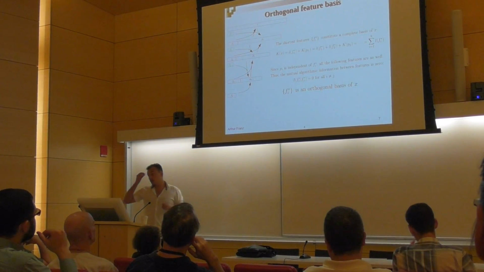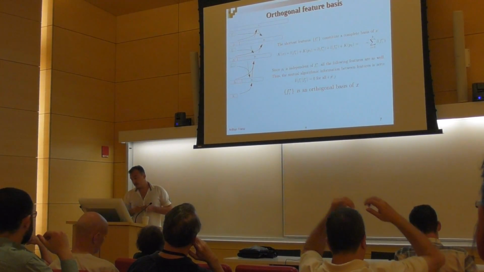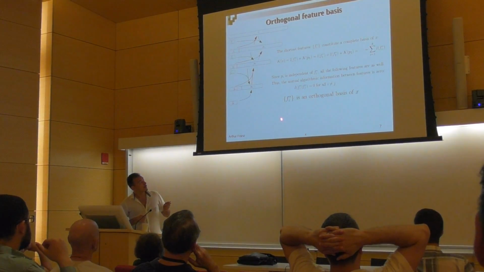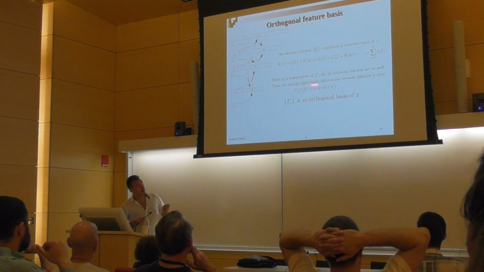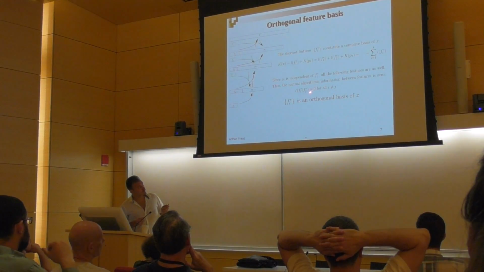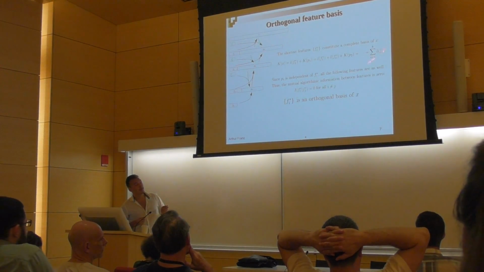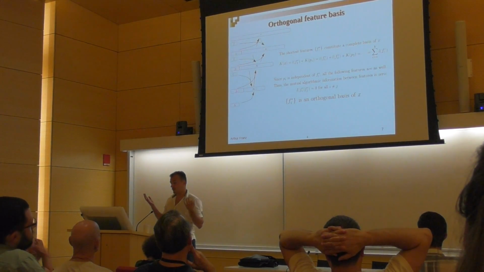So, what we conclude here is that the set of features is an orthogonal basis of X. Orthogonal because they don't have common information, and the basis because it's complete. They completely describe the string.